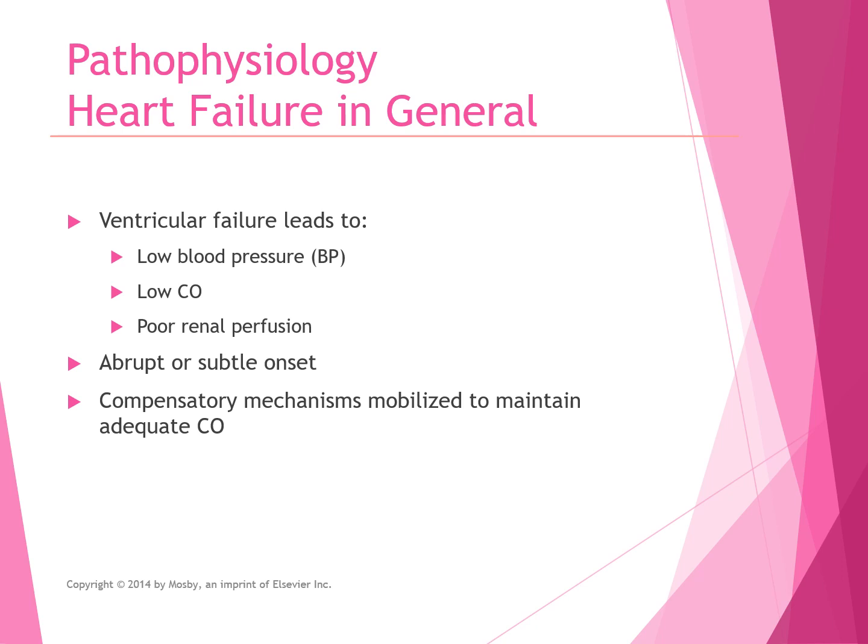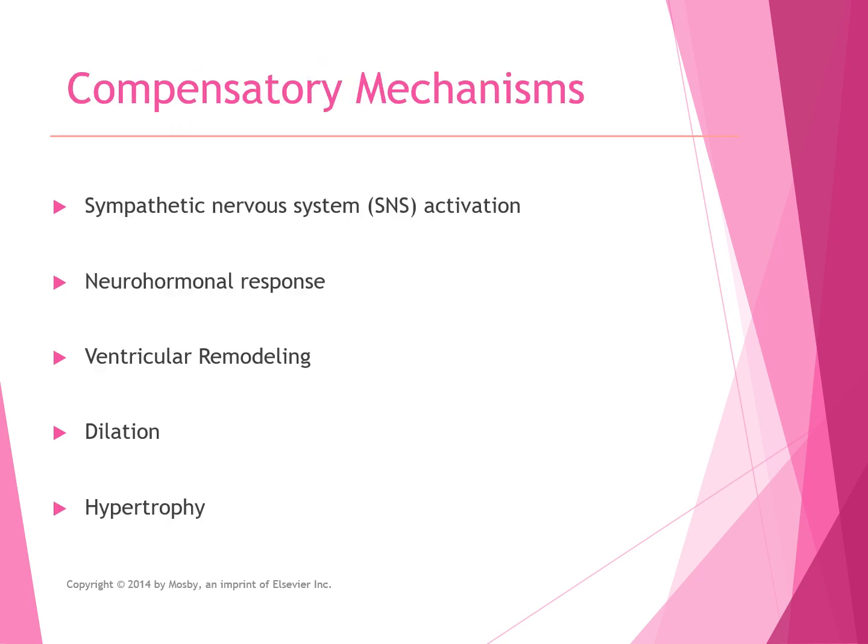So when our poor heart can't meet our cardiac output needs, our body tries to help a brother out. So we have compensatory mechanisms in our body that are going to try to maintain our cardiac output. So let's take a look at what those compensatory mechanisms are. So first and foremost, my sympathetic nervous system is activated. So when my body senses a decrease in cardiac output, my SNS is activated.